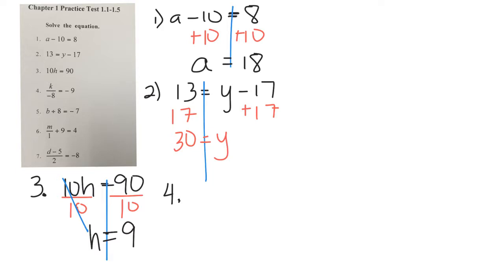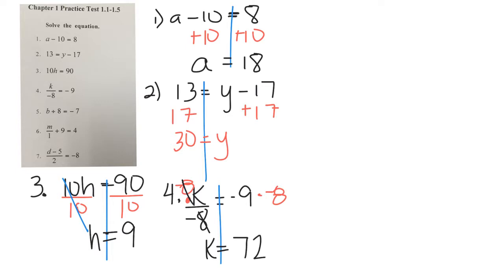Number 4 is k over negative 8. That fraction bar means division, equals negative 9. So that's division, and we're going to undo that by multiplication. So we're going to multiply by negative 8. Remember to use the negatives as well so that you have the right sign for your answer. And then 8 divided by 8 is 1k. And negative 9 times negative 8 is a positive. Negative and negative is positive when we're multiplying. So positive 72.